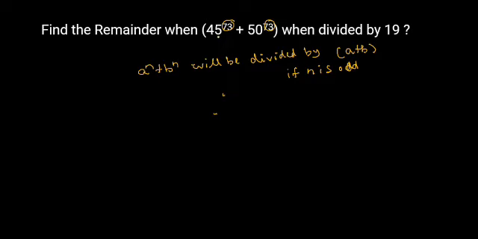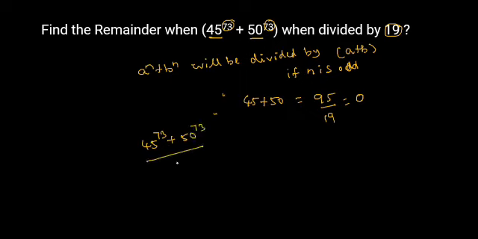Now the number 45 to the power of 73 plus 50 to the power of 73 will be divisible by a plus b. What is a plus b? A is 45 and b is 50. So together it is 95. So the number will be divisible by a plus b. Now understand that this 95 is also divisible by 19. So 95 is divided by 19, resulting in the remainder 0. So obviously 45 to the power of 73 plus 50 to the power of 73, when divided by 19, will give me the remainder 0.